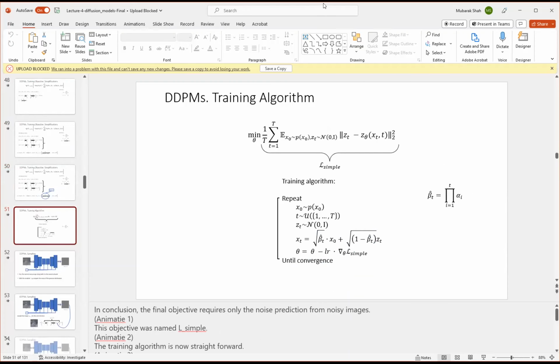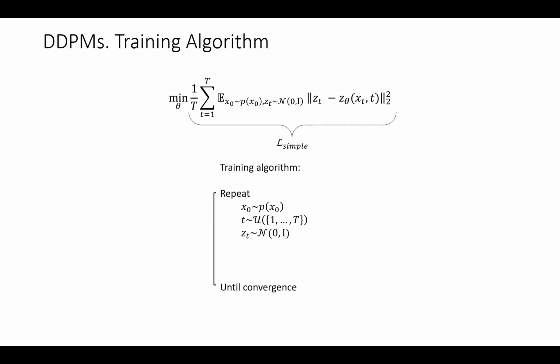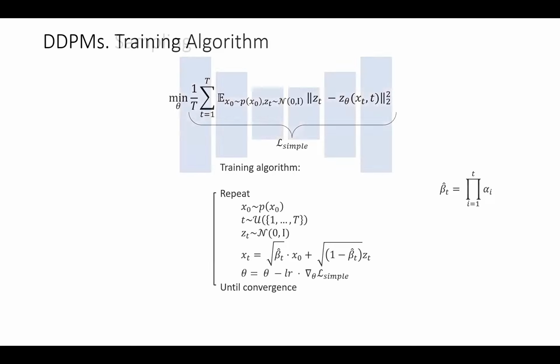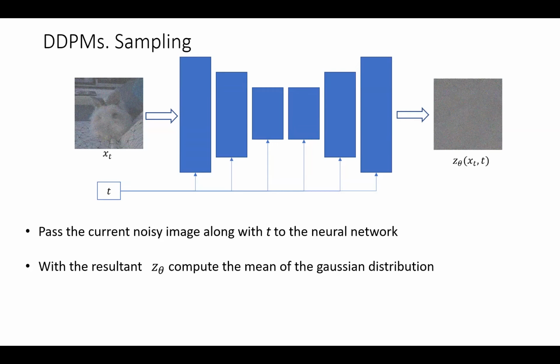Can you guys see the slide in presentation mode? Yeah, we can see that. Okay, good. So that's the algorithm. It's very simple. We have a U-Net. We input an image, xt, and I told you how to get xt from x0. Then we pass the current noisy image along with t to the neural network, and the result will be z theta, which is the noise the network predicts at time t.